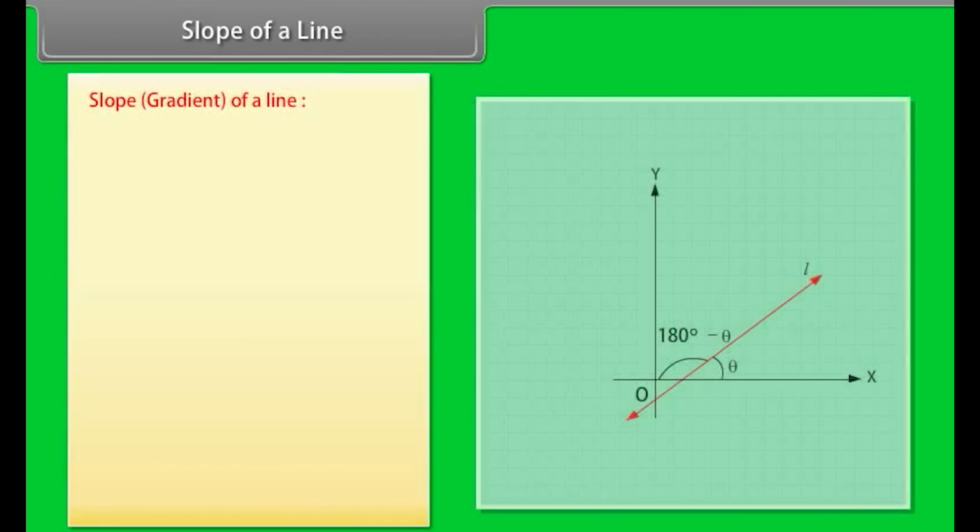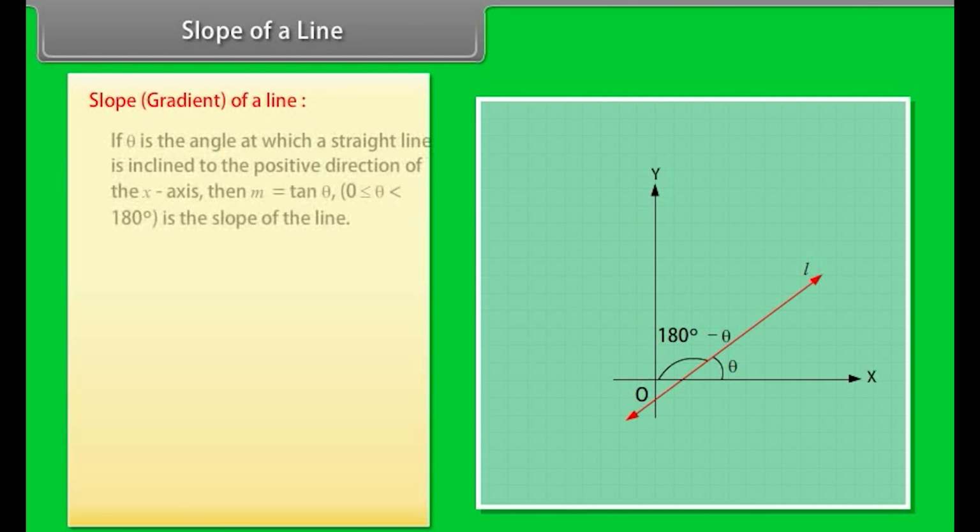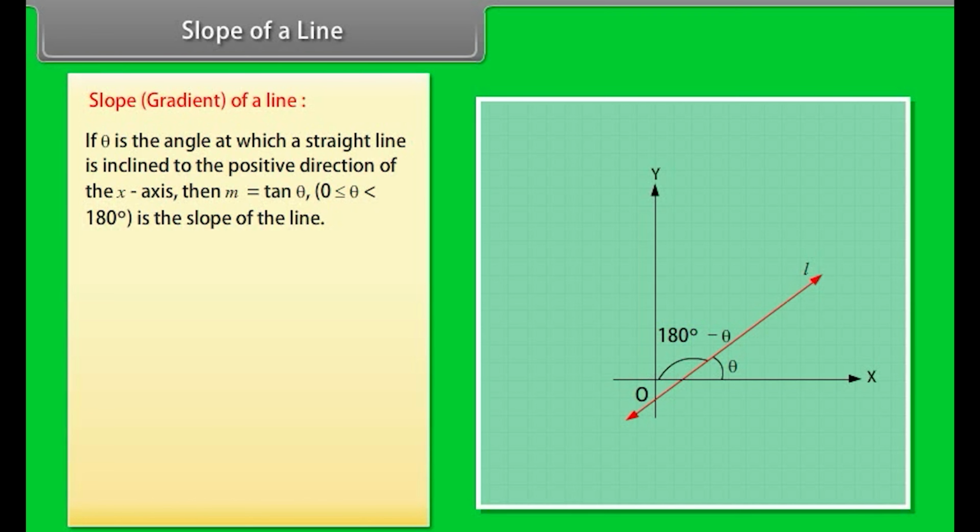Slope of a line. Slope or gradient of a line. If theta is the angle at which a straight line is inclined to the positive direction of x-axis, then m is equal to tan theta. 0 is less than or equal to theta is less than 180 degrees is the slope of the line. The slope of a line whose inclination is 90 degrees is not defined.